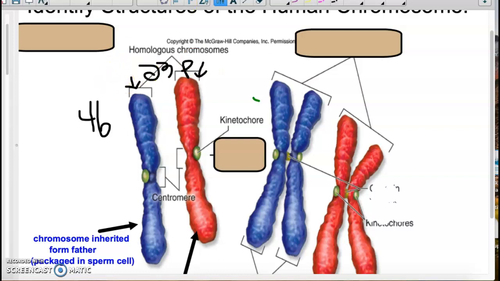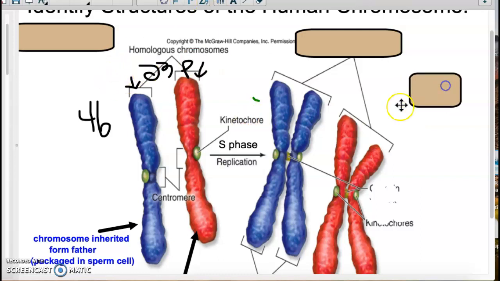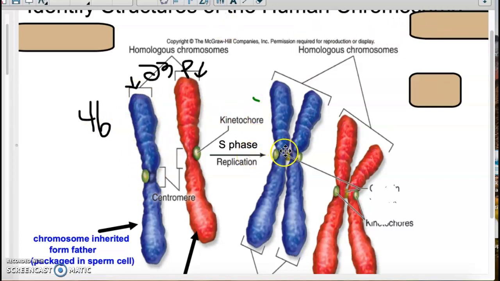Now, when we go through S phase and make a copy to get ready to make our gametes, our sex cells, they are duplicated. So then you see that dad's was replicated and has an exact copy attached at the centromere, and mom's has an exact copy attached at the centromere.